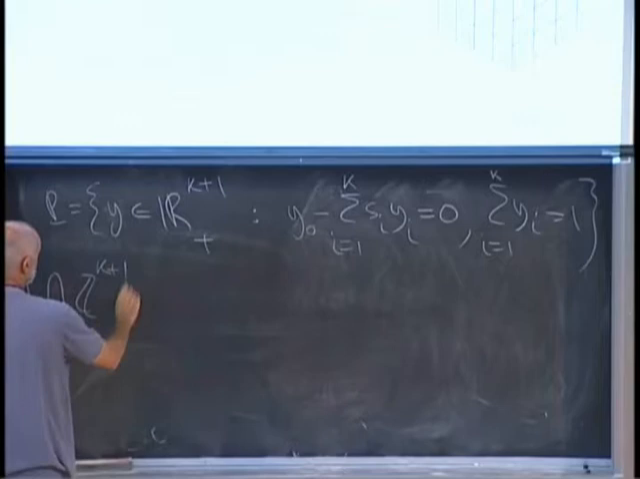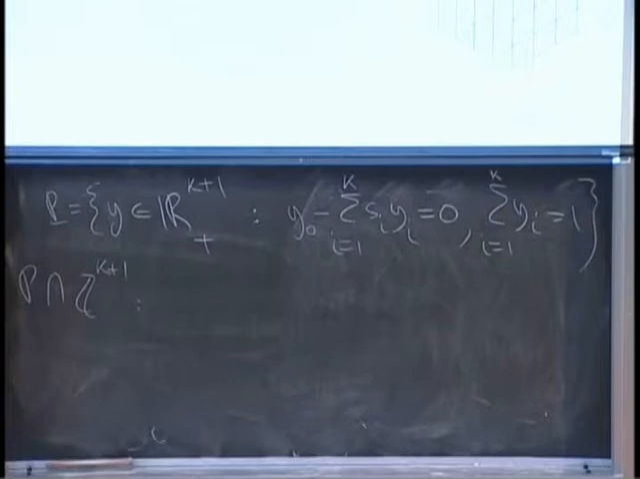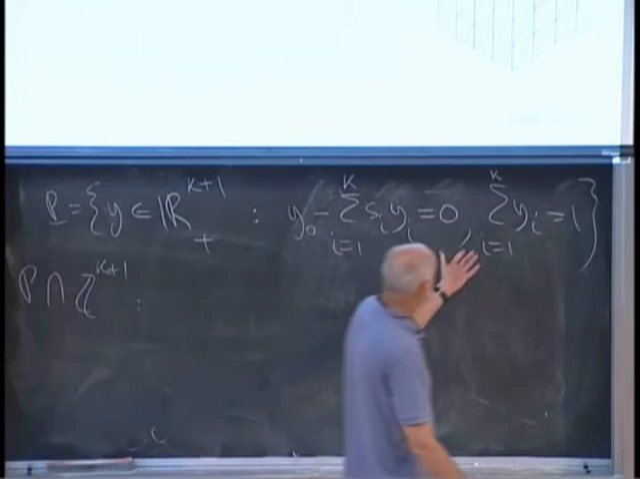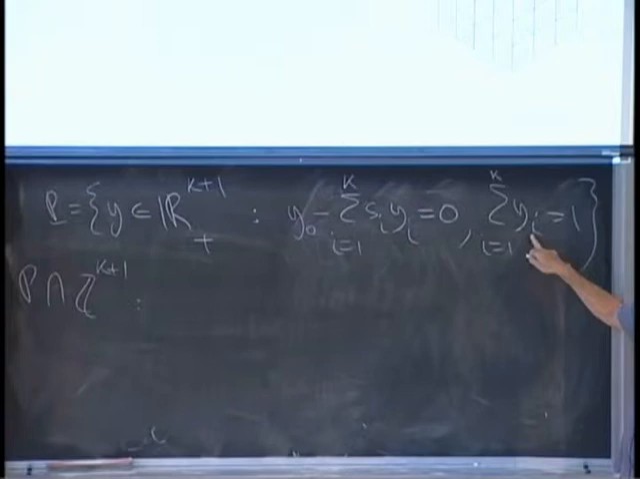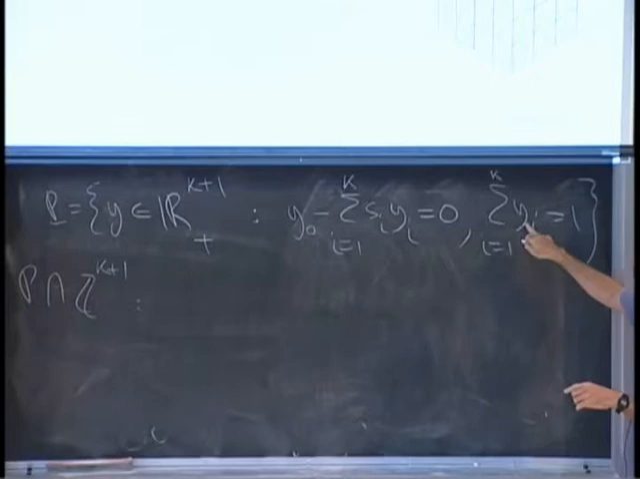So, what is the value? An integer point, you see, they are non-negative, they sum to 1. So what can you say about the yi's here? Exactly one is 1 and the others are 0. So any integer point in this polytope has exactly some yi equal to 1, and the others are 0.